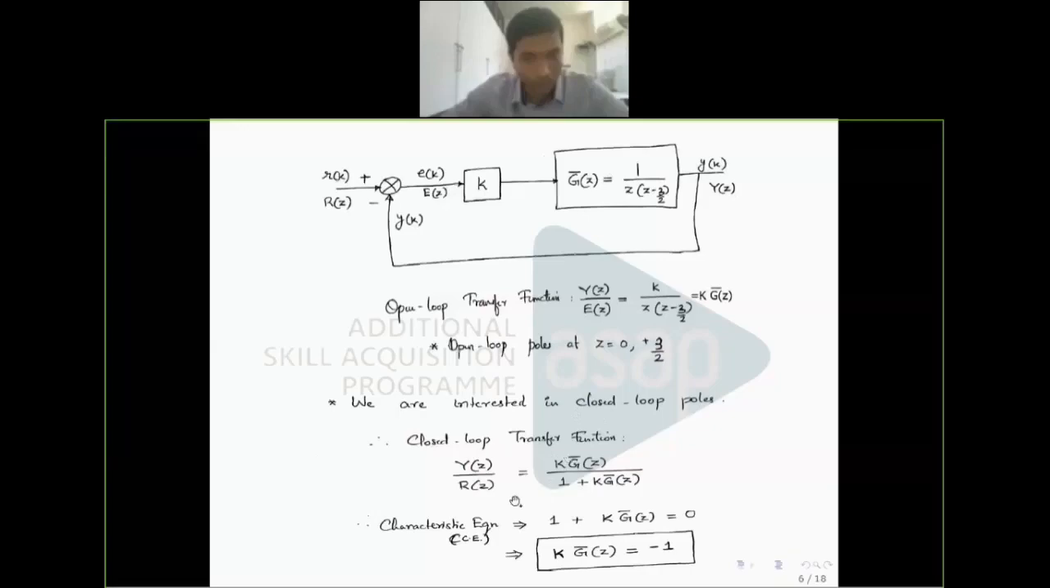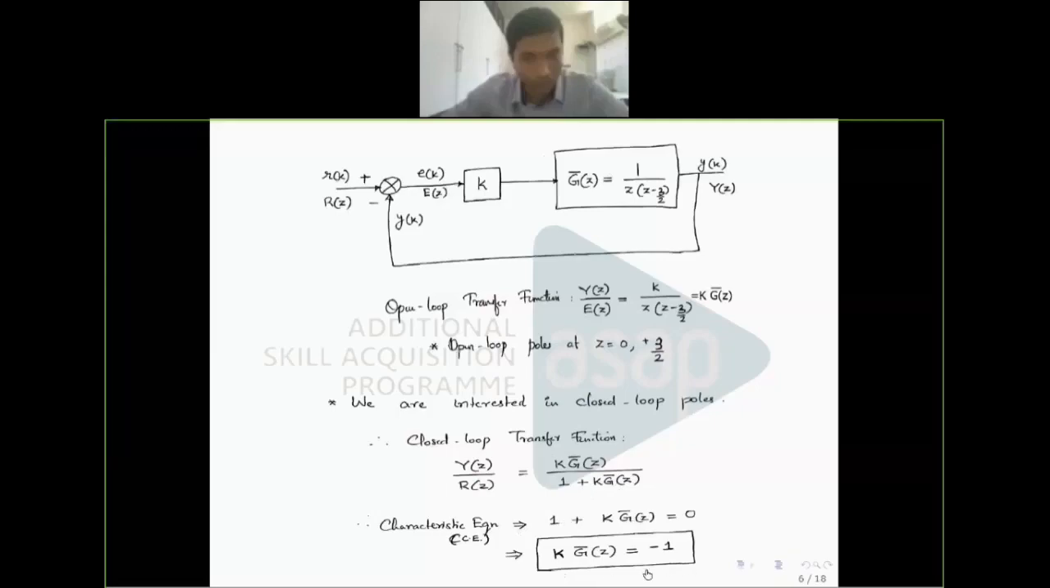So the closed loop transfer function was K G bar Z divided by 1 plus K G bar Z. The characteristic equation is given by equating the denominator to 0. So you will get the characteristic equation of the closed loop transfer function as 1 plus K G bar Z equal to 0. By taking this 1 to the other side, you will get K G bar Z equal to minus 1.